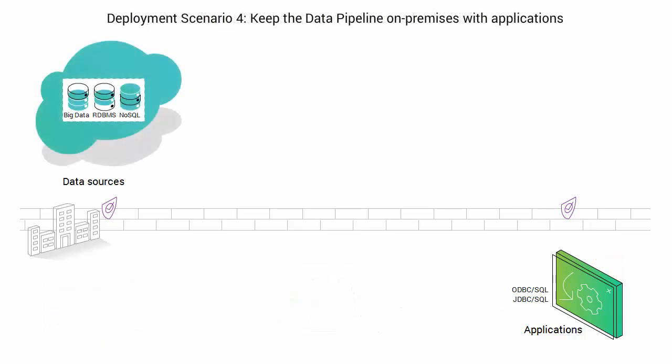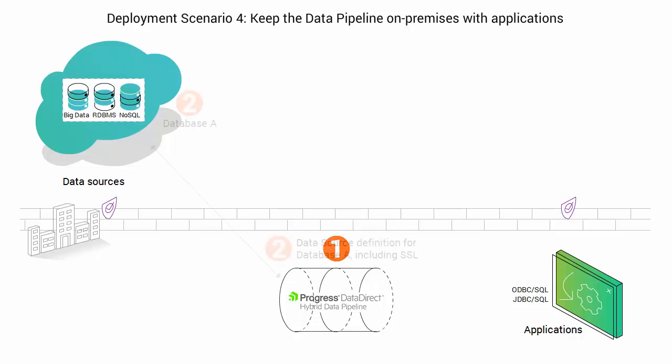In our last example, you have multiple data sources in the cloud and your applications are on premises. You prefer to keep the data pipeline on premises because you don't need OData and you don't want to manage a cloud application. First, install the data pipeline behind your firewall. During installation, browse to your own SSL certificate or use the self-signed trust store temporarily.